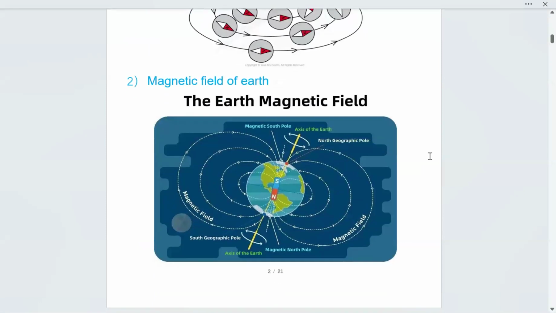Another example is the magnetic field of Earth. Earth serves as a big magnet in itself, where this is the North Pole and this is the South Pole. That's why we have North and South Poles. The axis of rotation for this case is this axis of Earth, and the particles always travel from the north to the south, like this. Just like in a battery circuit, the particles go from the positive terminal to the negative terminal in a current.